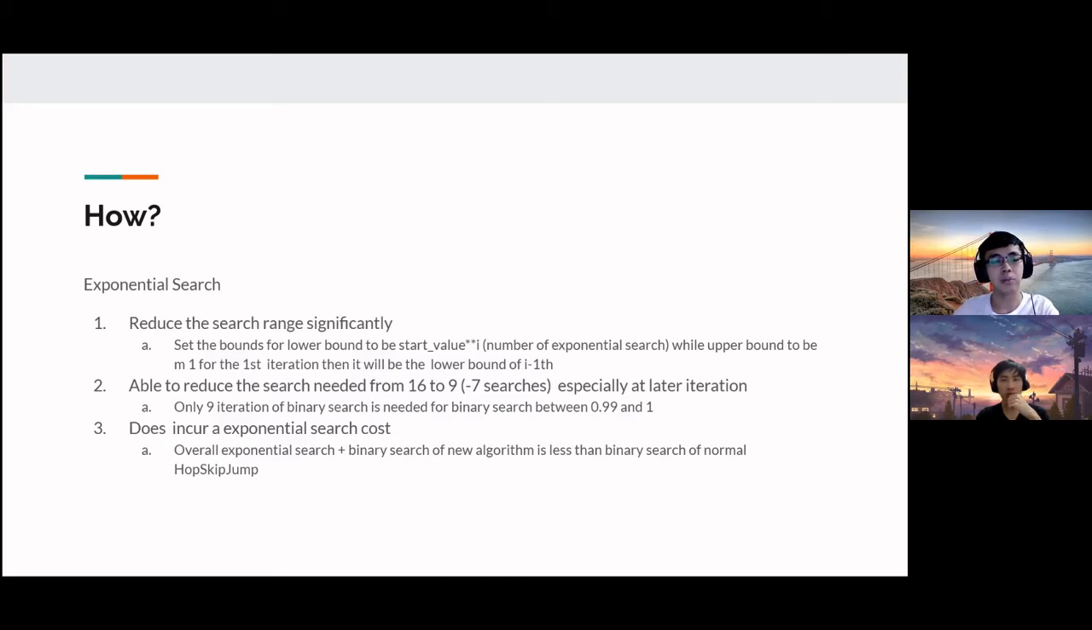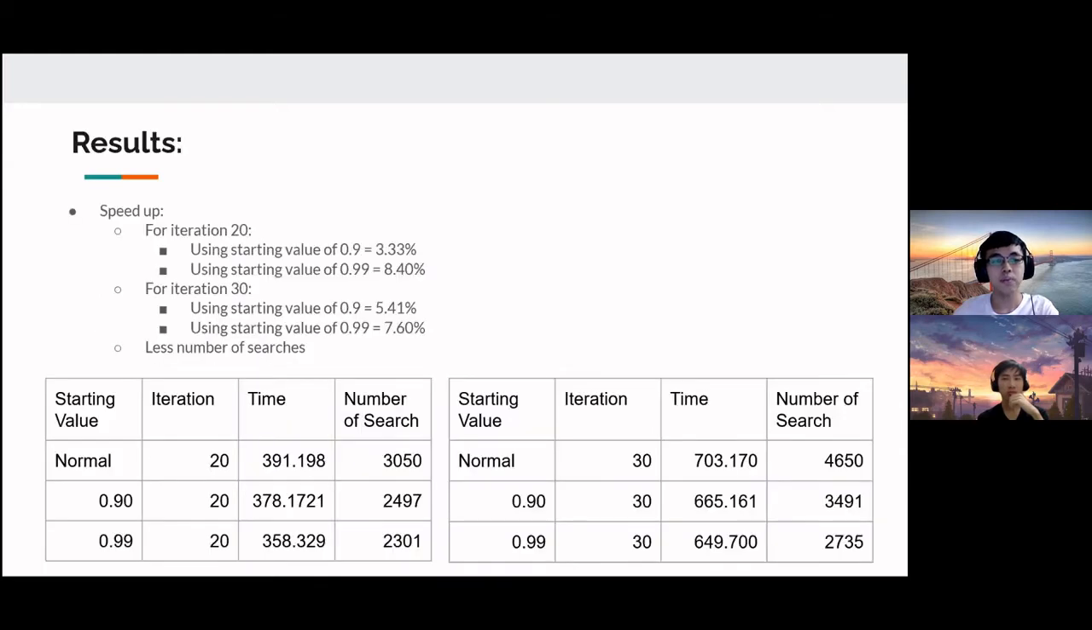However, you may ask whether doing an exponential search prior to binary search may incur a huge cost. Based on our research, we have found that with the exponential search combined with the binary search, the overall searches needed are still fewer than the binary search of the normal hop, skip, jump attack. So this is our result.